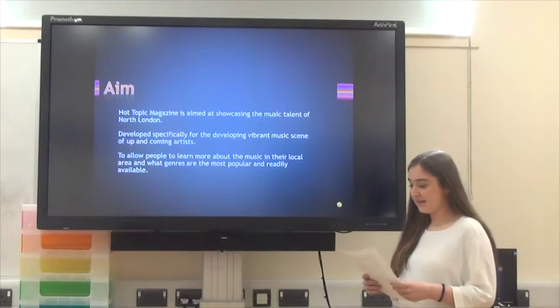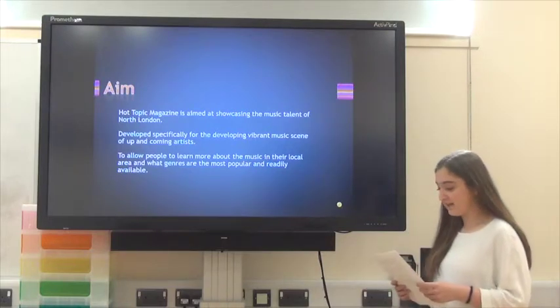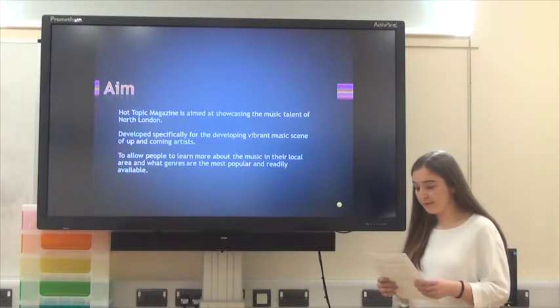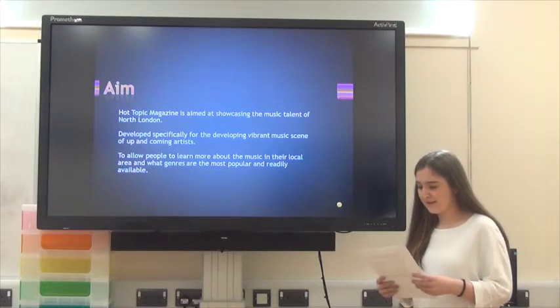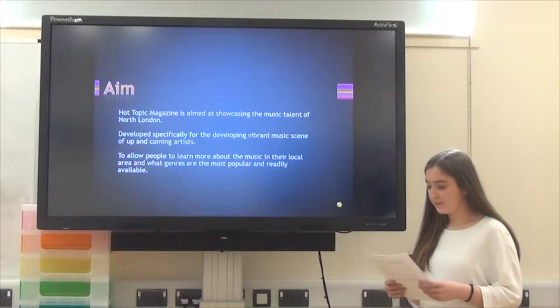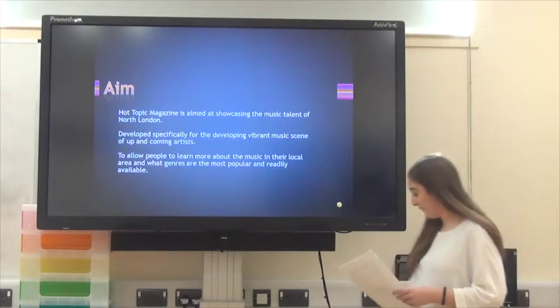My magazine is a magazine aimed to showcase the talents in North London. The overall magazine is based on a new developing vibrant music scene and is about the new up-and-coming artists. Its purpose is to allow people to learn more about the music in their local area and what genre is the most popular.